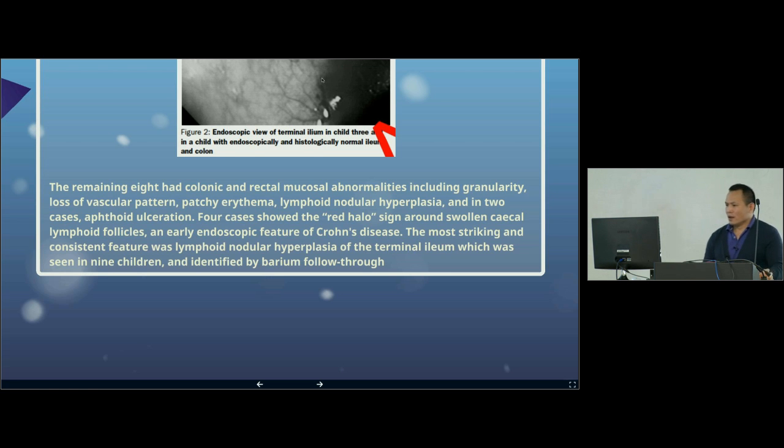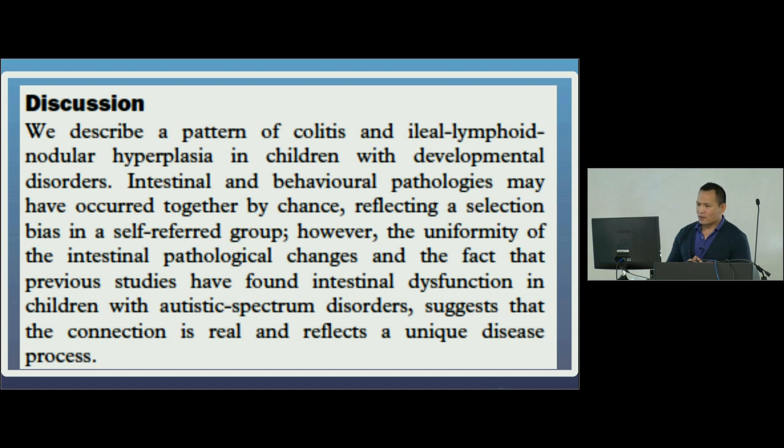So it's a very short paper, right? It's a short paper describing the enterocolitis problems in kids who are autistic. Okay, and they show that a majority of the children that they looked at do have the intestinal problem, and they are autistic. Okay, so the conclusion that they make is that we describe a pattern of colitis and ileal lymphoid nodular hyperplasia in children with developmental disorders that we saw.